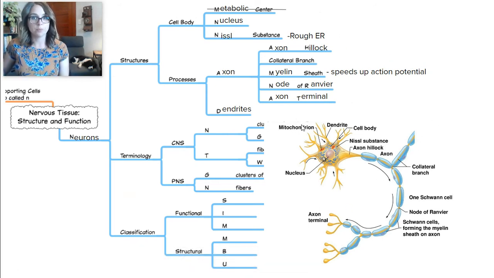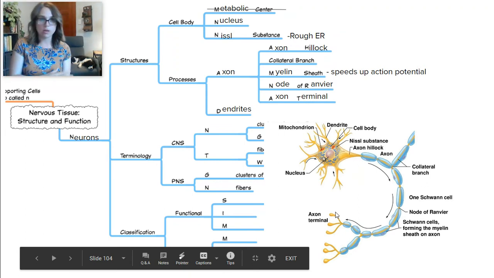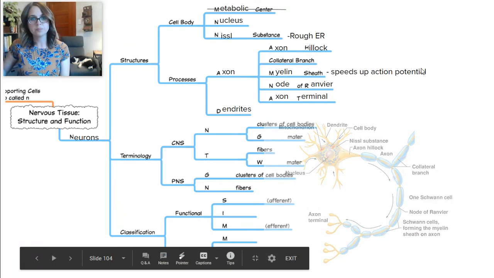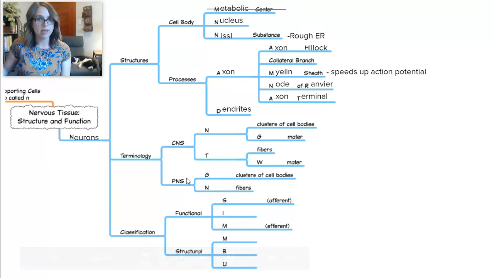Okay. So dendrites, notice the arrows again on your picture here. The arrows are showing you what direction the signal's going. So the signal always comes in the dendrites and then out and down along the axon. Always that direction. In on the dendrites, out on the axon. All right. Moving on to terminology for my CNS and PNS.